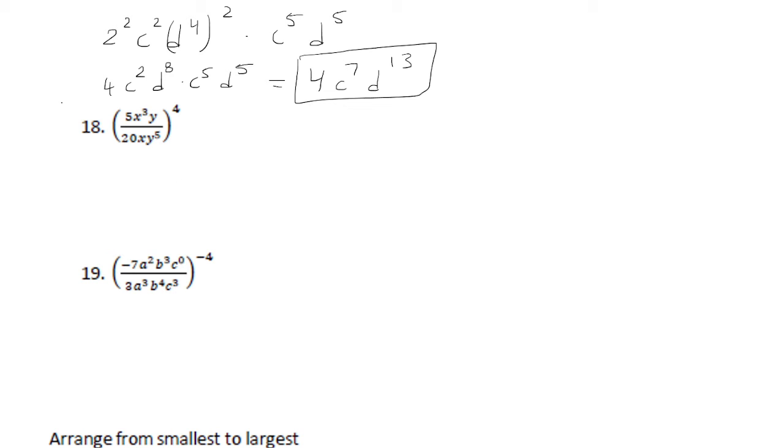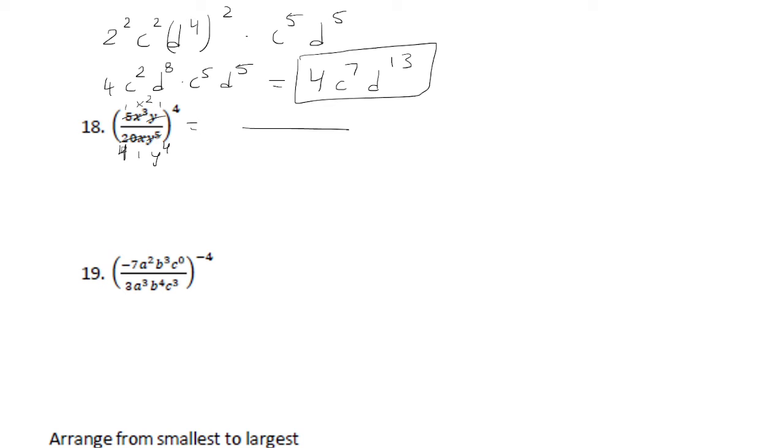For 18, we can distribute the exponent, but first it makes sense to simplify. So I have 5 over 20 becomes 1 over 4. X cubed over x becomes x squared over 1. Y over y to the 5th becomes 1 over y to the 4th.